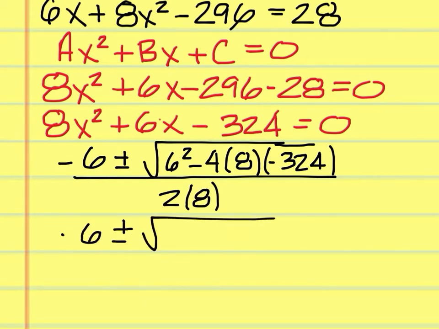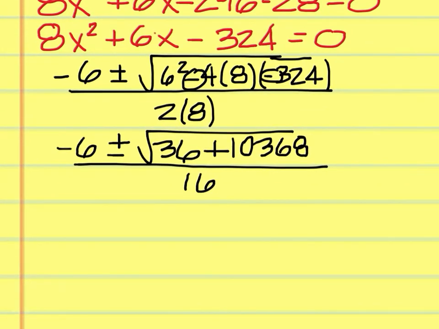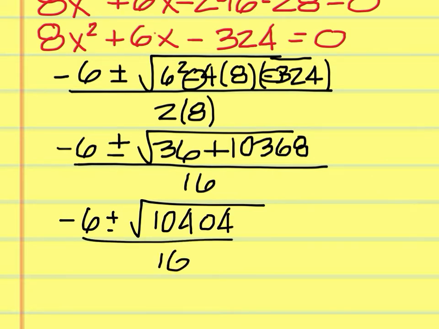Simplify under the square root sign to get 36 plus, because of this double negative, 4 times 8 times 324, which would be 10,368. And on the bottom you would have a 16. Now under the square root sign, you'll have 36 plus 10,368, which is 10,404. And that would be over 16. Check to see if 10,404 is a perfect square. It is, and the square root is 102.